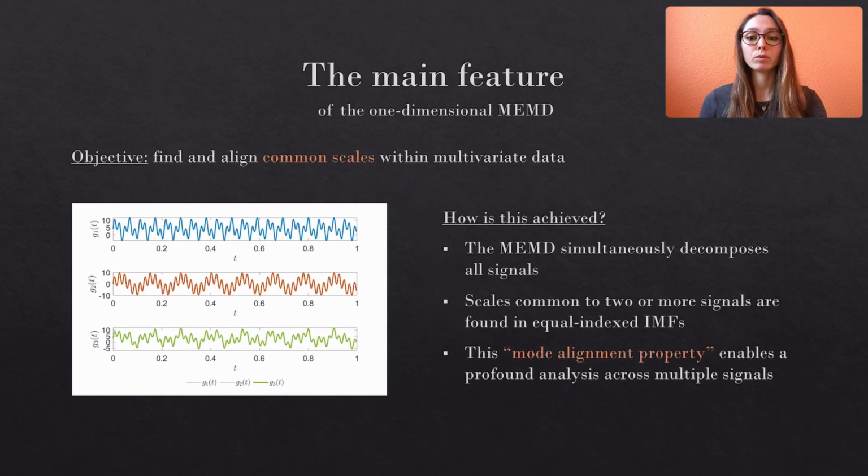This method simultaneously decomposes all three signals, but we still obtain one individual set of IMFs for each variate. Now, by constraint, the second IMF of the blue signal contains the same range of scales as the second IMF of the other signals, and the same holds for the other IMFs. Consequently, we can directly see if the signals have comparable timescales by comparing equal indexed IMFs. We call this the mode alignment property.